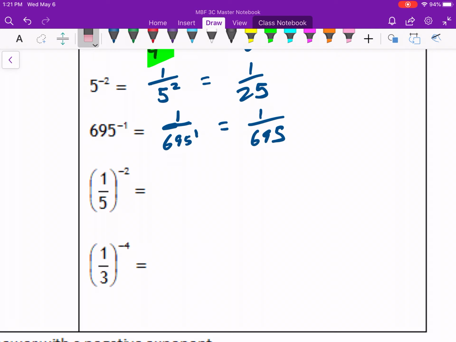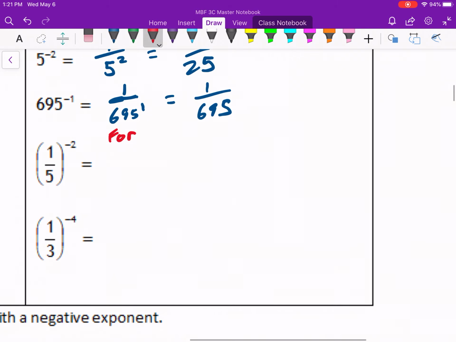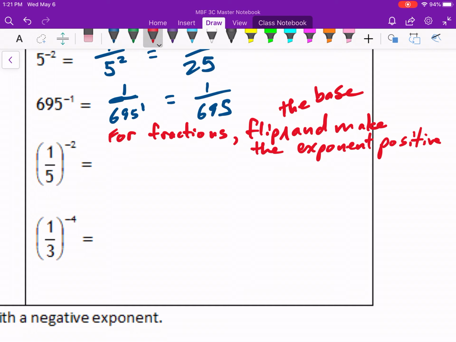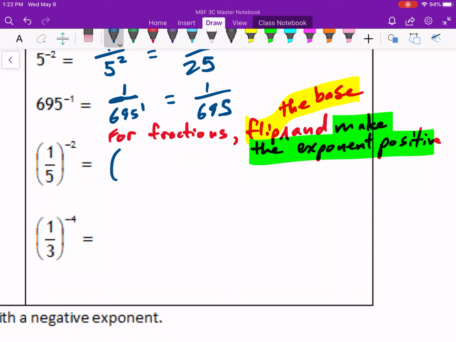So instead of doing 1 over for fractions, I'm going to write it as a rule: for fractions, flip and make the exponent positive. Flip what? Maybe I should have put the word flip the base in here. Flip the base, the fraction base, and make the exponent positive. So again, there's two things happening. So instead of doing 1 over, like I could do, but it's awkward, I will flip the base. So instead of 1 over 5, I get 5 over 1, and then I'll make the exponent positive.